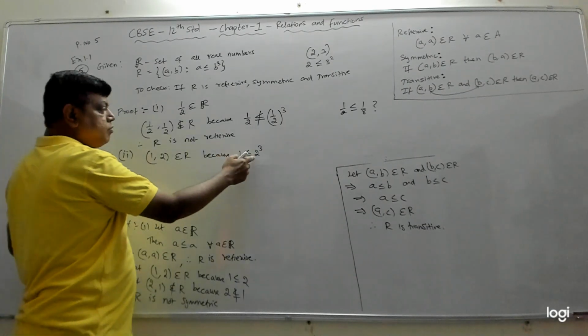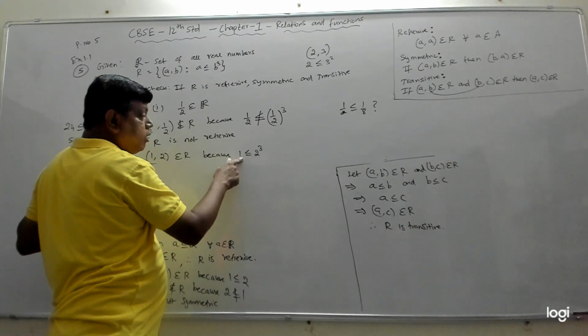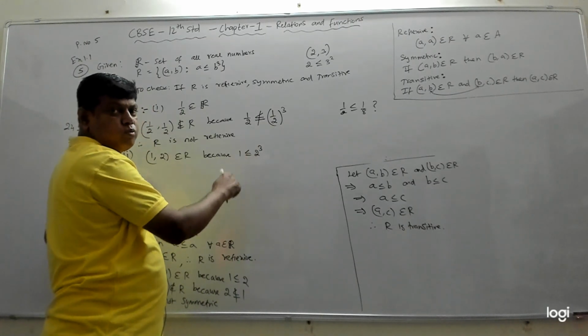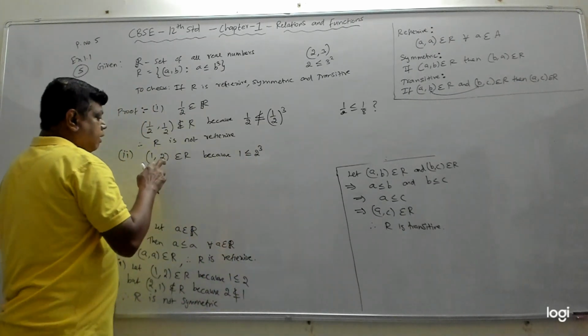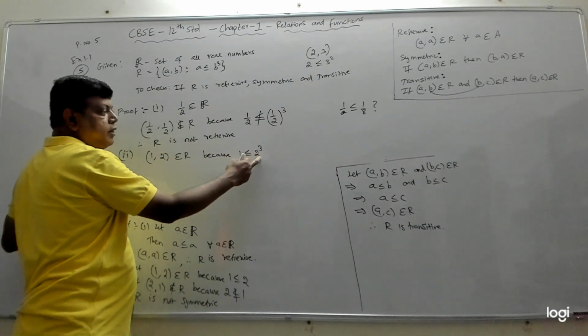And people will get confused. They'll think this is 1 less than or equal to 8, since 2 cube is 8, so they'll think A is 1, B is 8. B is not 8, B is 2. So (1, 2) belongs to R because 1 is less than or equal to 2 cube, which is 8.